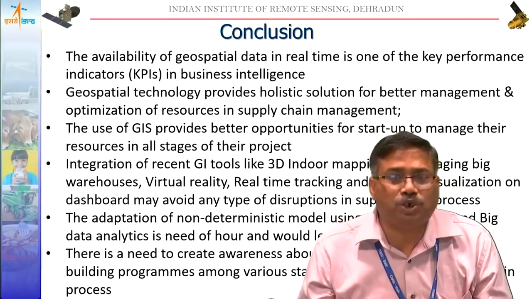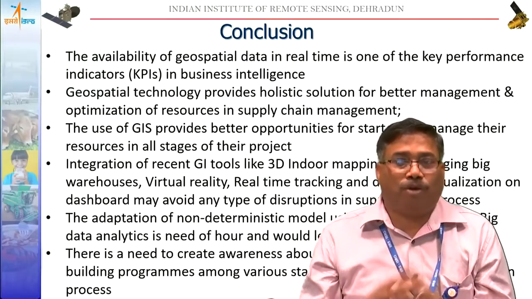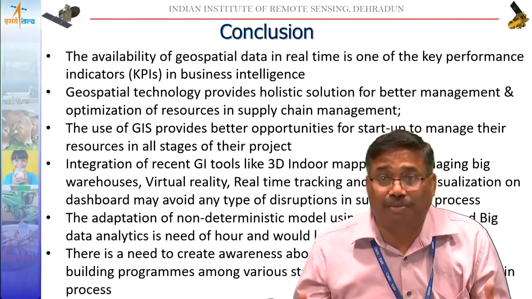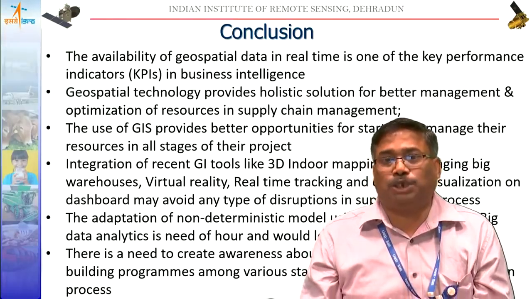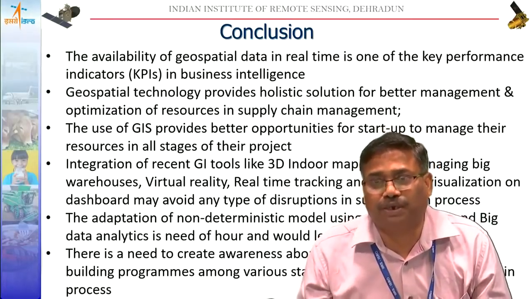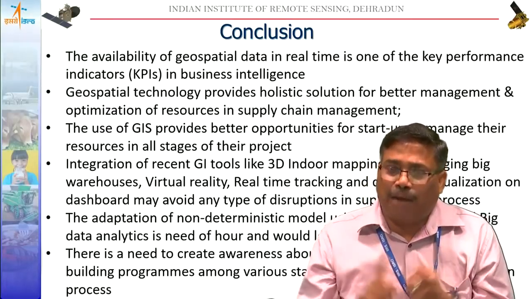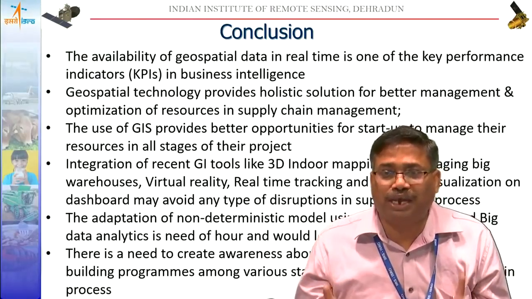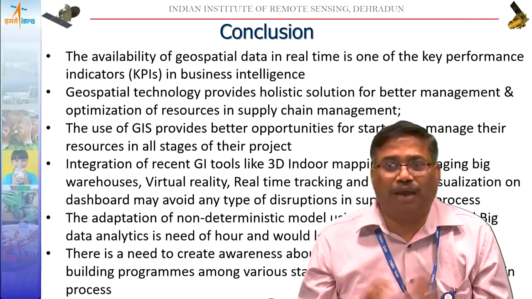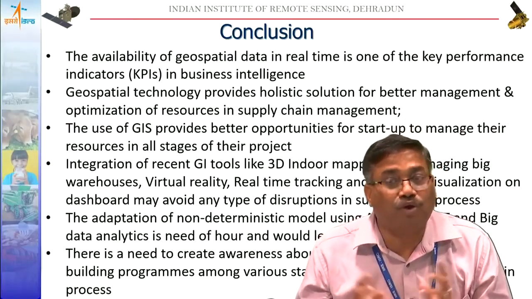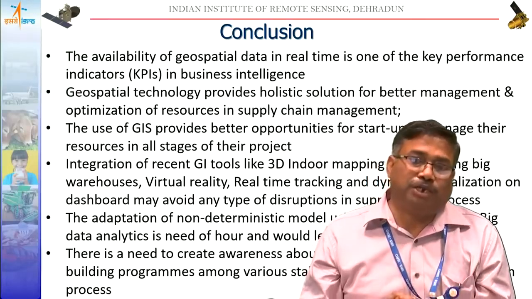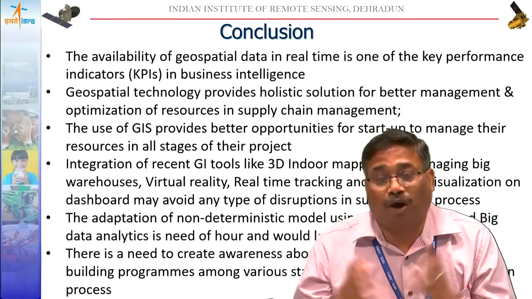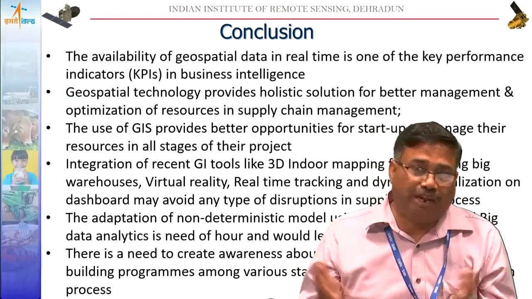The integration of recent geospatial tools like 3D indoor mapping for managing big warehouses, virtual reality, augmented reality, real-time tracking, and dynamic visualization on dashboards may avoid any type of disruption in the supply chain process. The adaptation of non-deterministic models, meaning probabilistic models, using AI, ML, DL, as well as IoT and big data is the need of the hour and would lead to smart supply chain management. We really have to adapt these technologies so that the efficiency or effectiveness can be increased many folds.